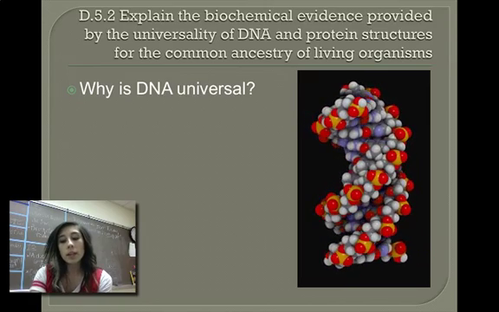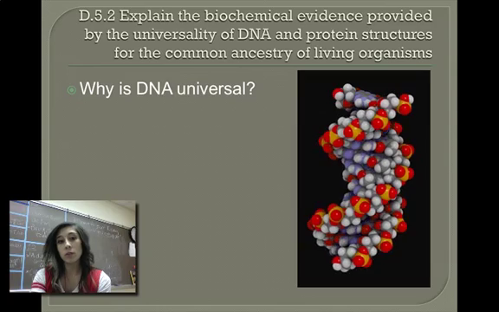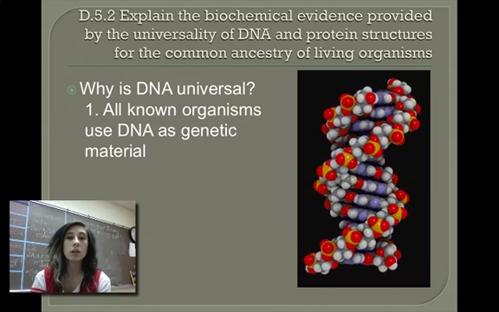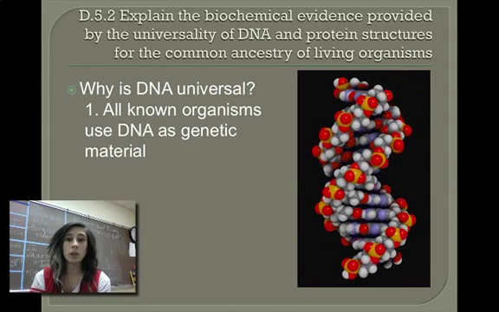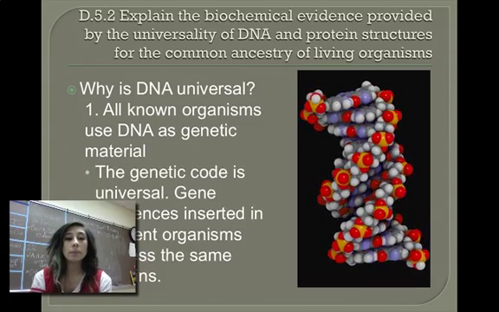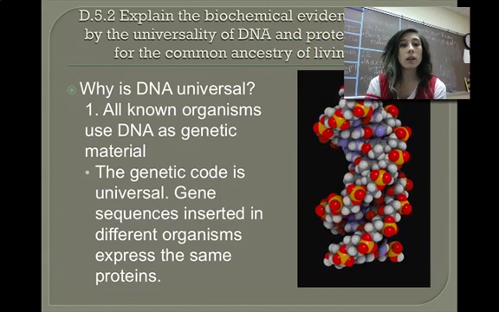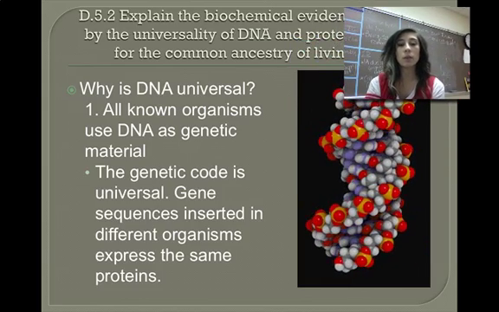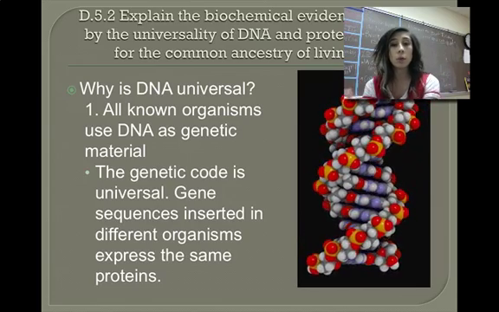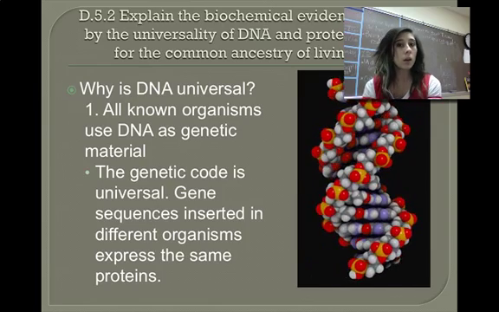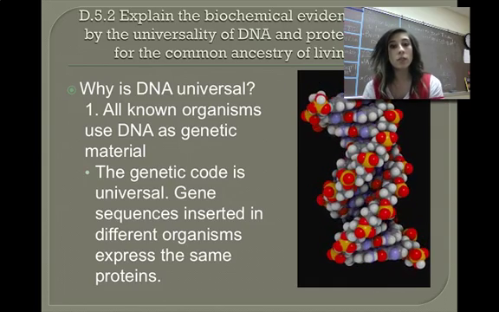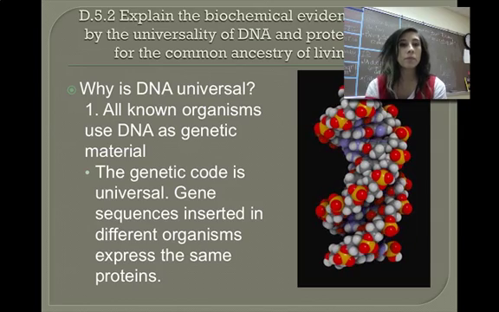So we are looking at DNA as being universal, and we can say that it's universal because we know that all organisms use DNA as genetic material. Anything that's a living organism has DNA. And we can see that the genetic code is universal because if we take a sequence of a gene and put it within a different organism, the same proteins are going to be expressed, which therefore can tell us that the genetic code is universal.